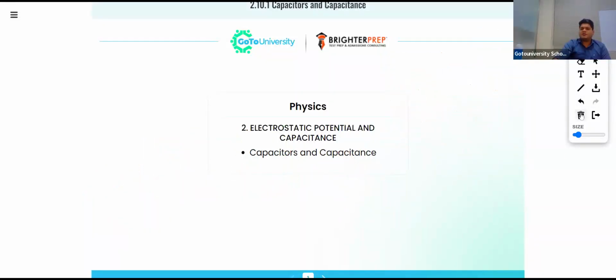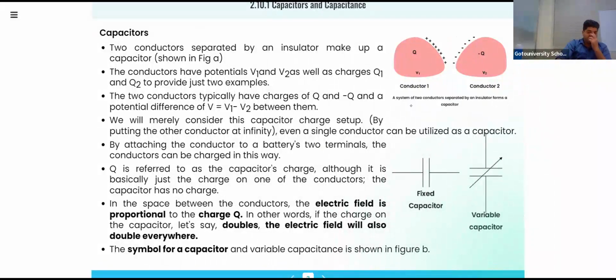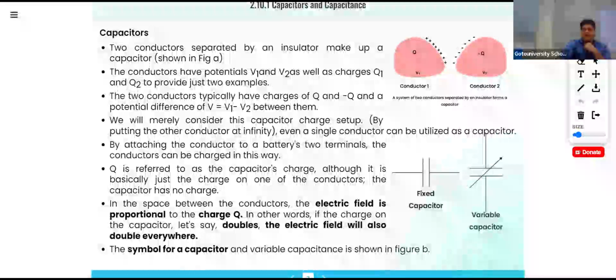Now let's see what is there in our notes. First thing, two conductors separated by an insulator make up a capacitor.